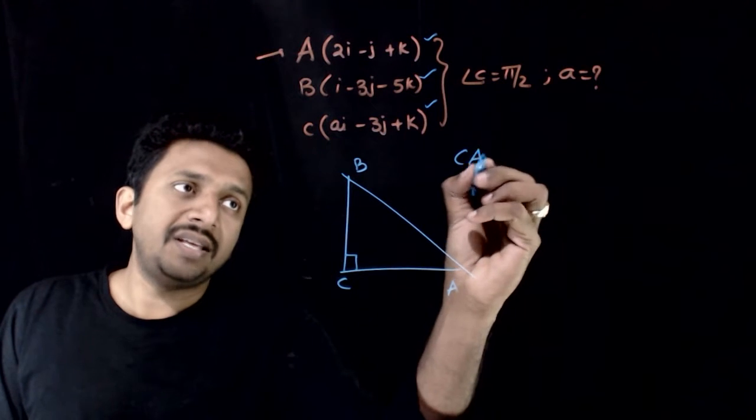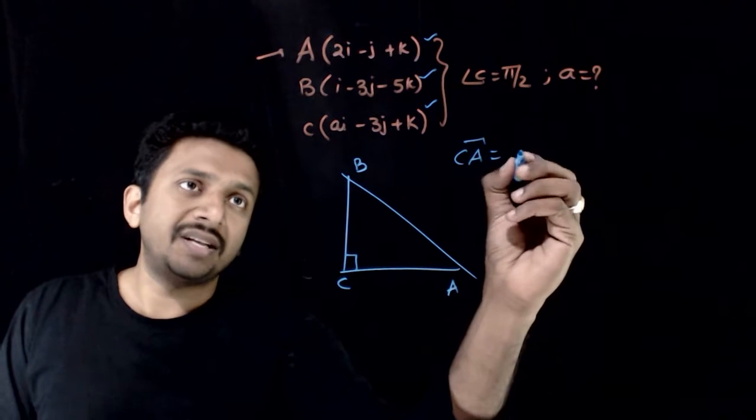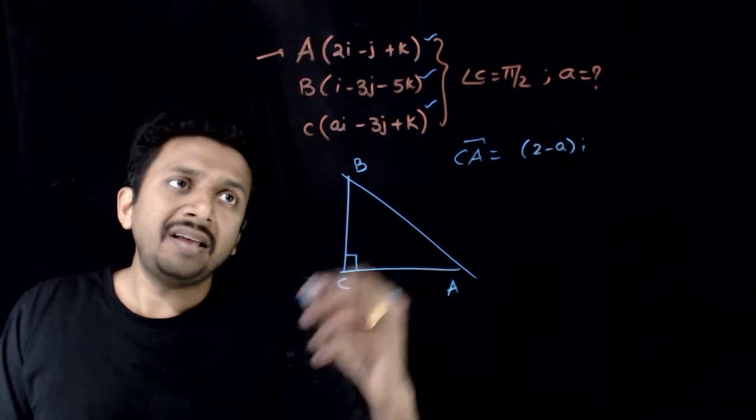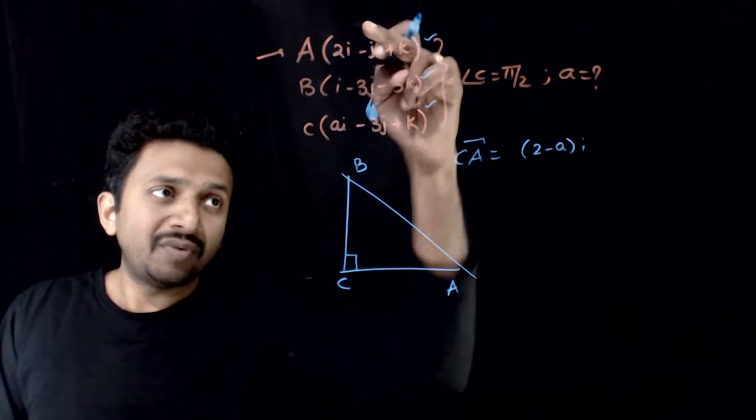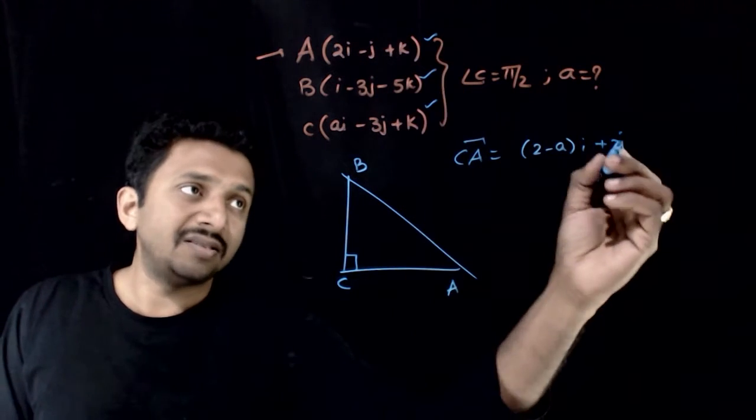So what is the vector CA bar? It is nothing but the position vector of A minus the position vector of C, that is (2 minus a) times i, plus 2j. K minus K is 0.